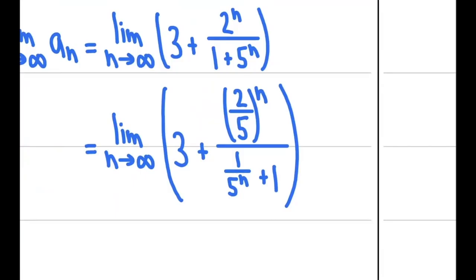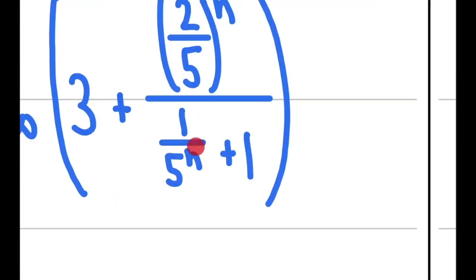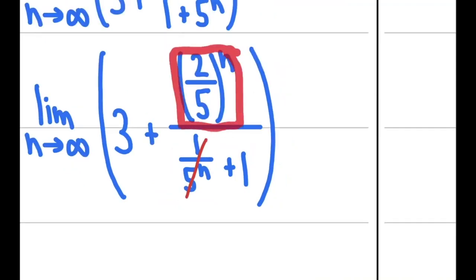Well, for starters, the 1 over 5 to the n in the denominator is going to go to 0. Okay, good. So 1 is staying the same as n approaches infinity. This 5 to the n as n approaches infinity is going to grow very quickly. It's exponential growth. So when the denominator gets very, very big, this is going to go down to 0. What about 2 over 5 to the power of n? What's going to happen to that as n approaches infinity?